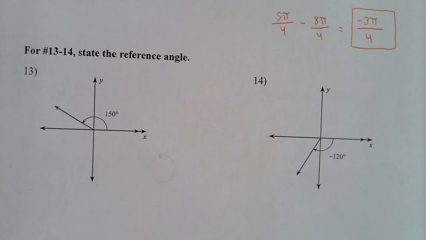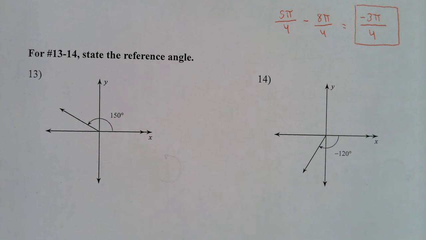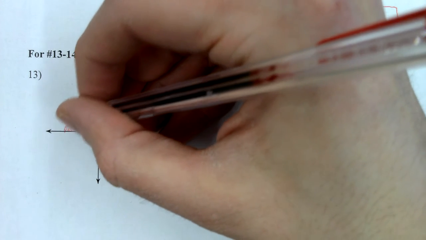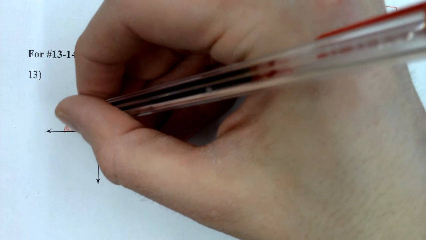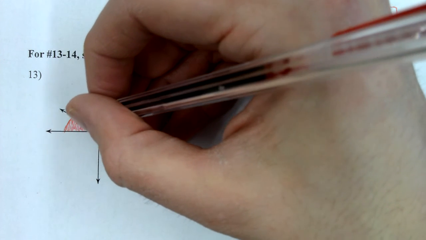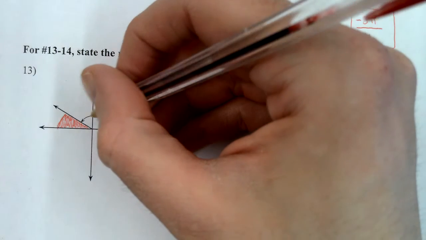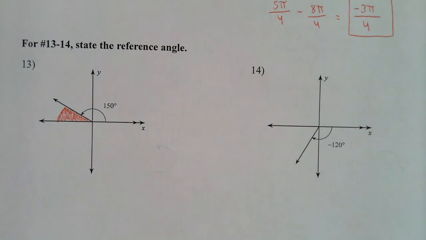Number 13 and number 14, state the reference angle. Okay, so the reference angle has to be positive, and it has to be acute, meaning less than 90. And it's the angle between the terminal side and the x-axis. So in this diagram, this is going to be the reference angle right there. It's acute, it's positive, and it's between the terminal side and the x-axis. So if this is 150, then this angle is going to be 30. So the reference angle will be 30 degrees.